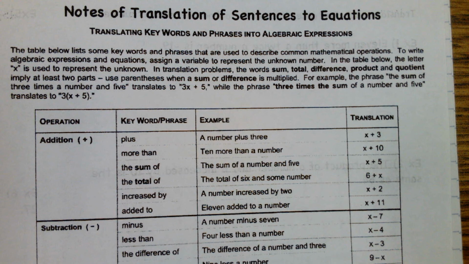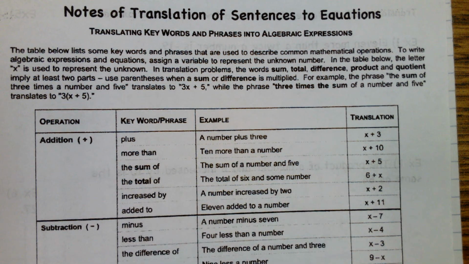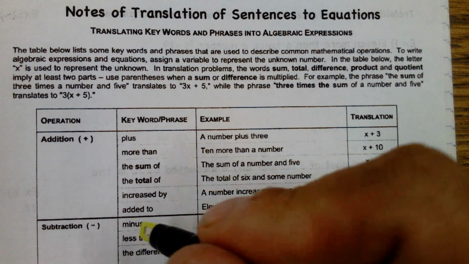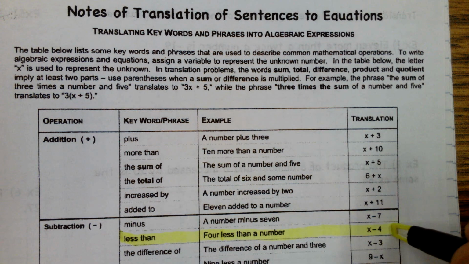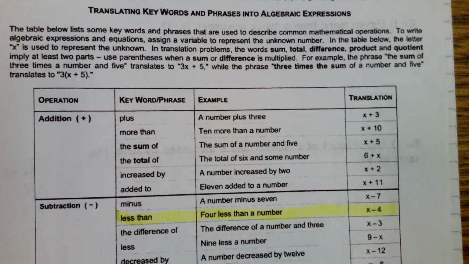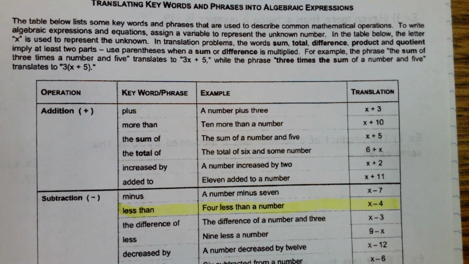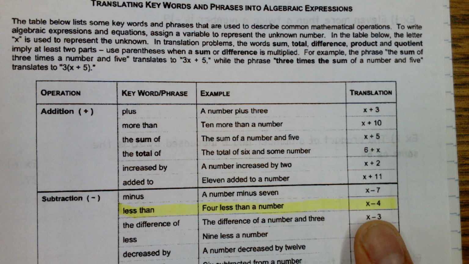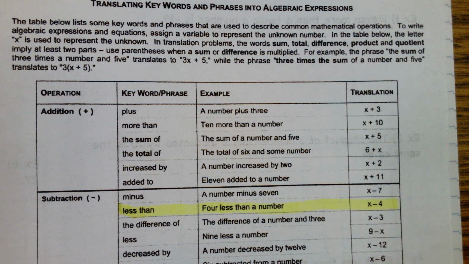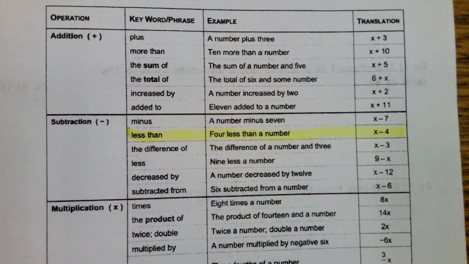So, like the word sum of means to add, and it's there. I want you to highlight or underline less than under subtraction, because that's kind of the exception. The word less than, like for example, four less than a number, doesn't mean four minus, it means minus four or negative four. So four less than a number translates to x minus four. That's kind of an exception to what we normally see. But these are all the keywords.